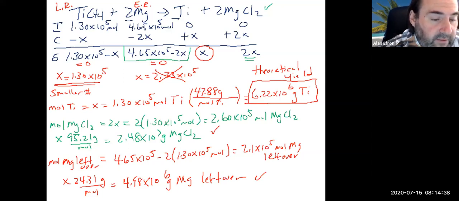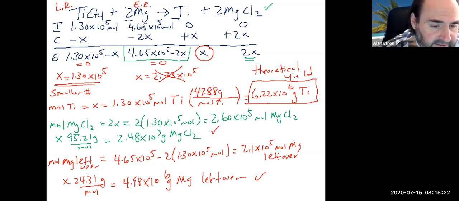After we do that, what we want to do is determine which one is the limiting reagent. To do that, we're simply going to set each of the reactants equal to 0, which is what we did, and solve for X. In the case of TiCl4, it is 1.3 times 10 to the 5. In the case of the magnesium, it was 2.33 times 10 to the 5. The way you determine which one is the limiting reagent is the one that gives you the smaller X value. In this case, it was the TiCl4 that gave you the smaller X value. That's how we knew that the TiCl4 was the limiting reagent, and by default, that means that the magnesium was the excess reagent.